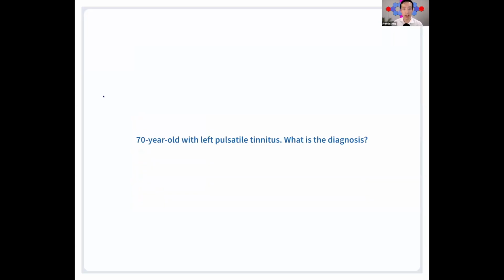Next case is a 70-year-old with left pulsatile tinnitus. What is the diagnosis?